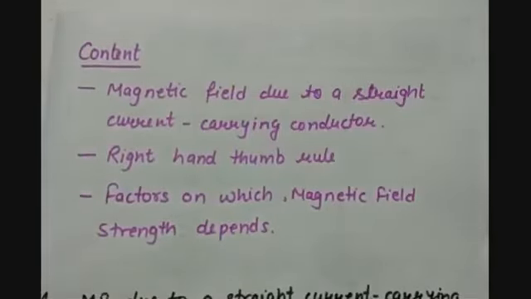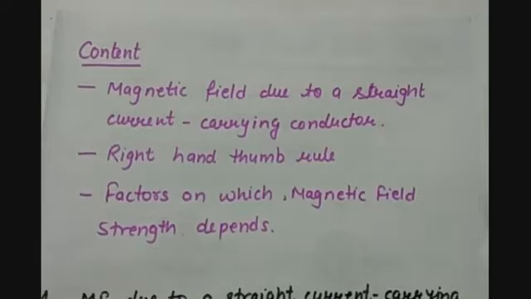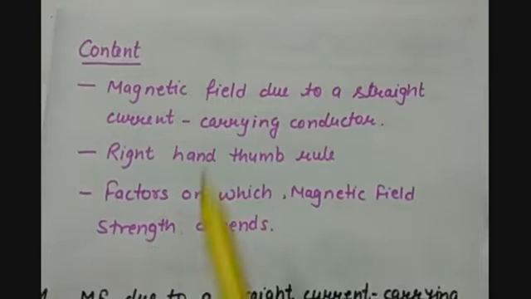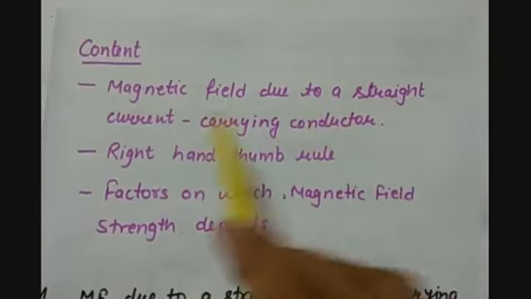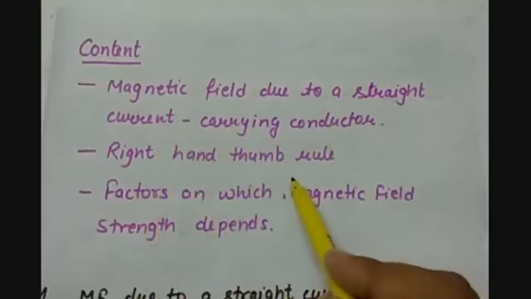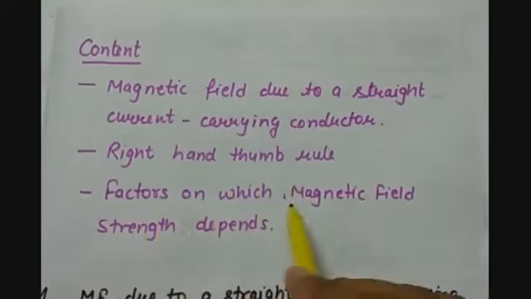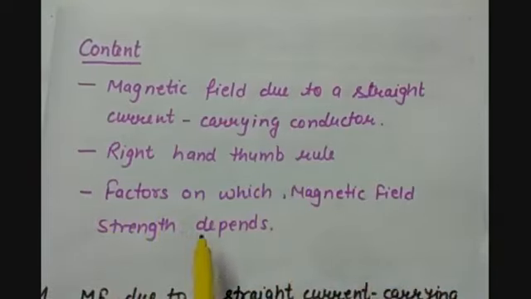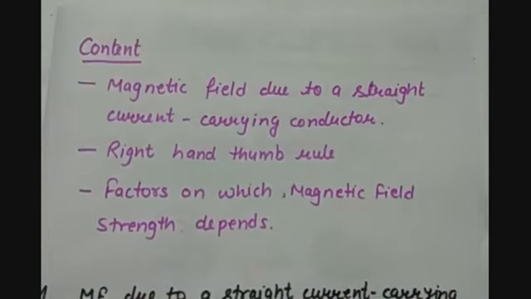So without wasting any time, let us see the content of the lecture. In this lecture we are going to study the magnetic fields due to a straight current carrying conductor. We'll study the right hand thumb rule and the factors on which the magnetic field strength depends. So let us begin with our first topic, that is magnetic field due to a straight current carrying conductor.